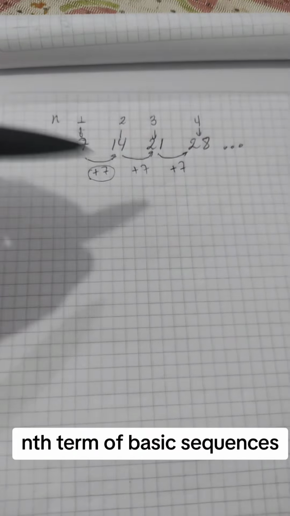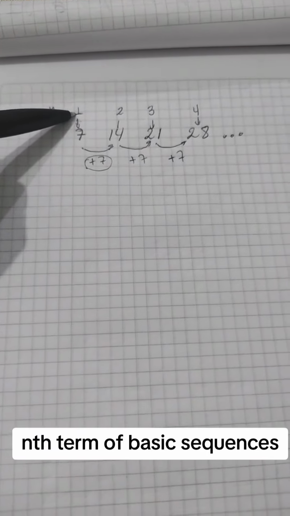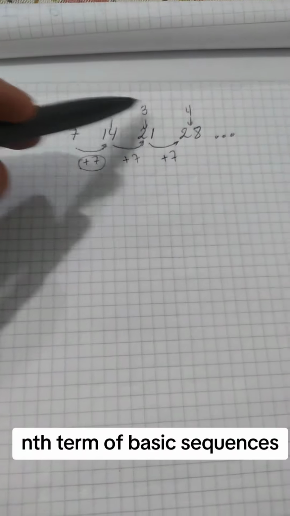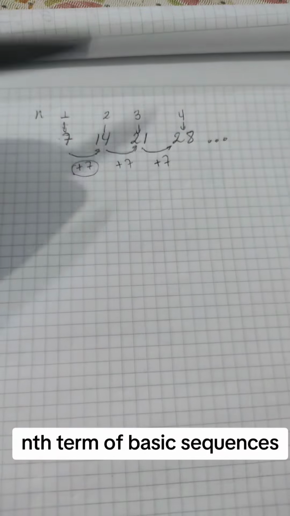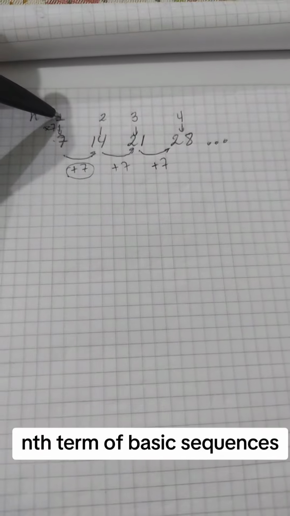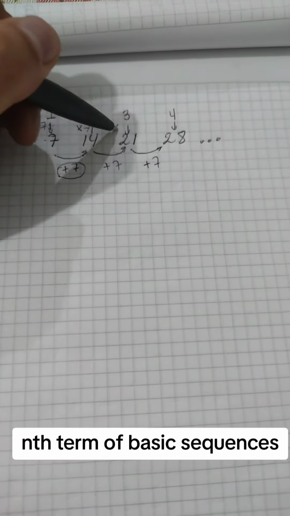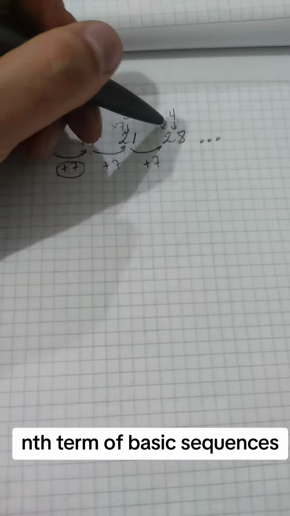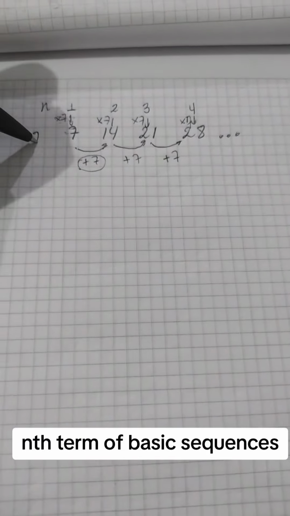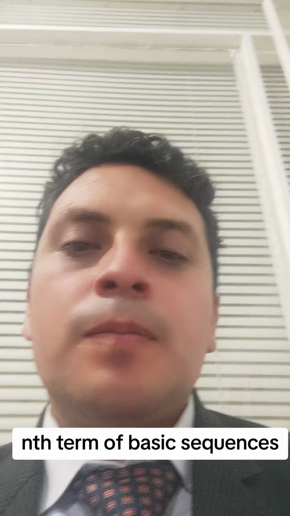Now, if you want to get the n term of this basic sequence, you just need to notice that when you have term 1, it converts to 7, term 2 to 14, term 3 to 21, term 4 to 28. So maybe you can observe that you're just multiplying each number up here by 7 to get the number of the sequence. So what we're doing is taking n and multiplying it by 7. So in this case, it's going to be 7 times n. This is going to be the n term.